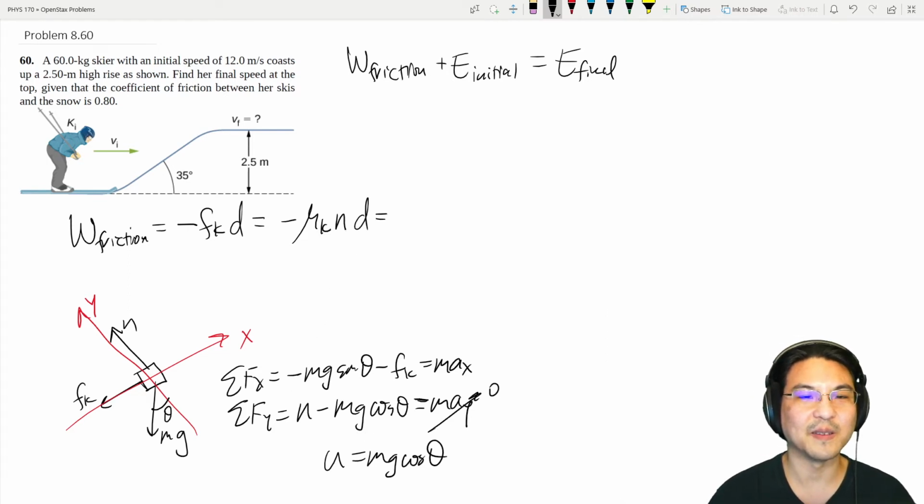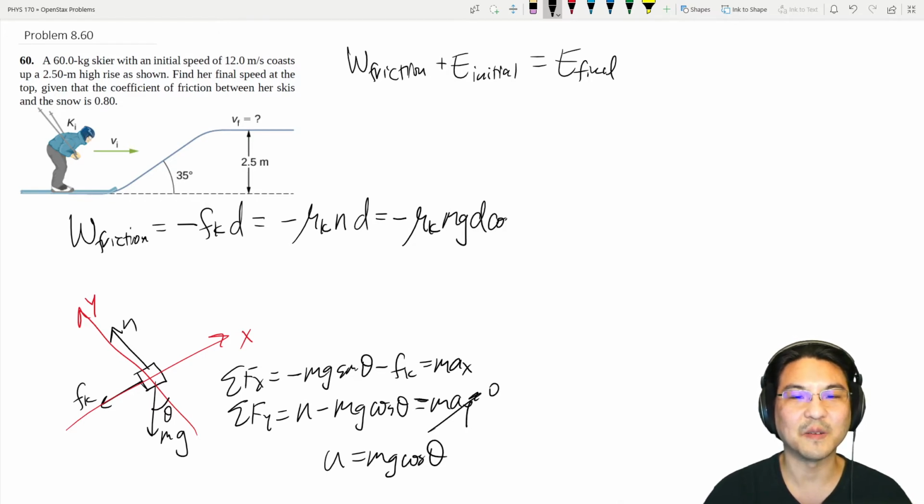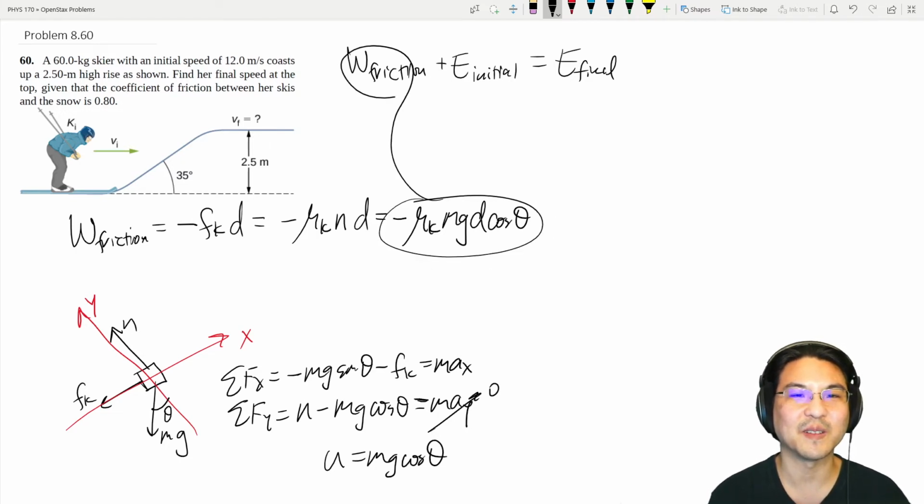Right, so then this is minus mu k mg cosine theta times d. Alright, d cosine theta. So we have an expression for the work by friction right here.